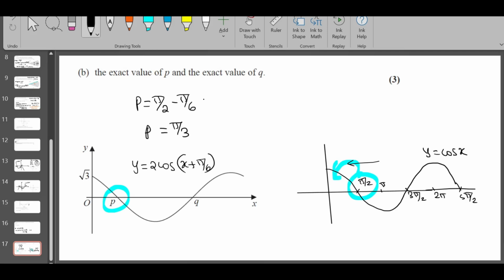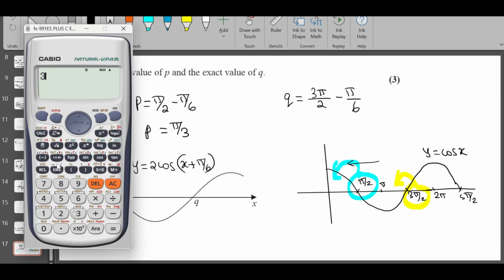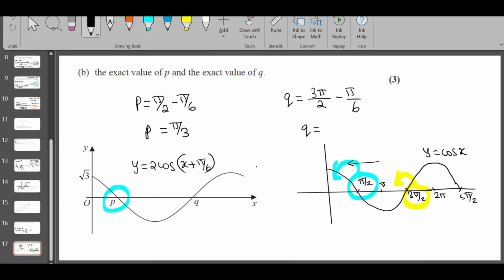For Q, we need to move this point to the left side pi over 6 units. So Q is 3 pi over 2 minus pi over 6. So I'm going to put 3 over 2 without pi minus 1 over 6, which is 4 pi over 3. The value of Q is 4 pi over 3. So for questions like this, you need to compare it with the basic trigonometric graphs and apply the transformations. That's all.